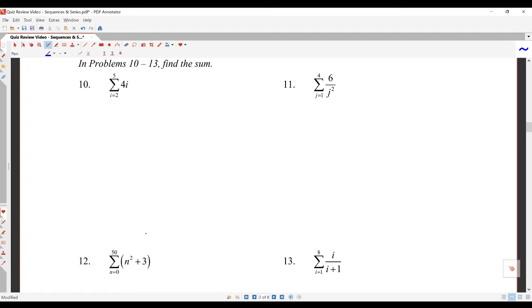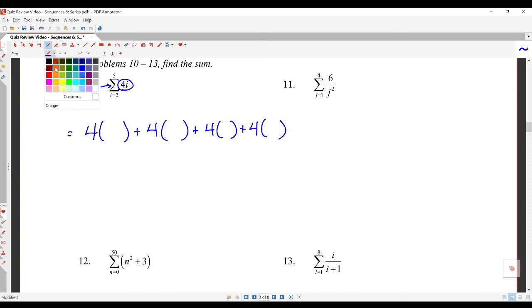All right, let's take a look at these four sums real quick. So find the sum here. Again, that sigma just means to sum. We're adding up a bunch of things that look like 4 times something. So just to give you an idea, we're going to be adding 4 times something plus 4 times something plus 4 times something, and we're going to continue adding these.